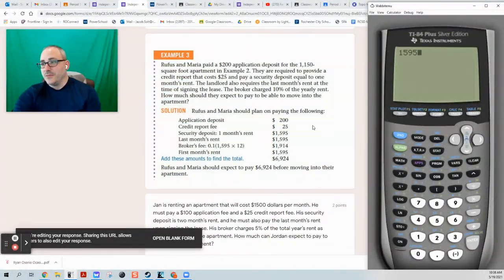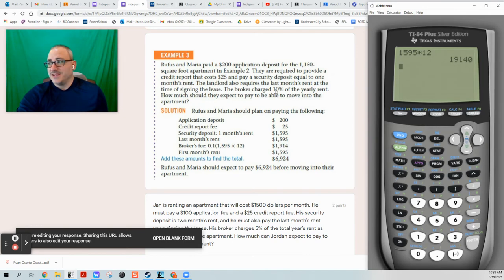So the broker is going to charge 10% of the yearly rent. To find the yearly rent, I have to multiply the monthly rent by 12, because there are 12 months in every year. Multiplying by 12, I see it's $19,140 per year to rent this apartment. Have you ever thought about how expensive it is to rent an apartment? Well, there you have an idea. If the rent is $1,595 per month, you are paying $19,140 per year. Woof, to have a roof over your head.